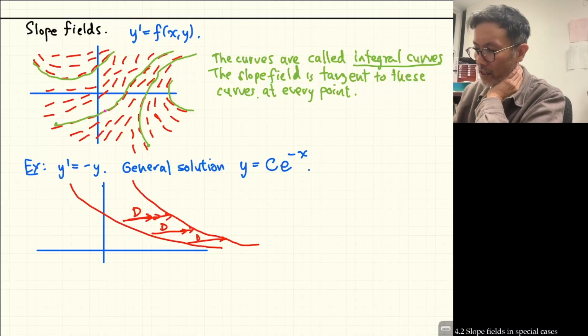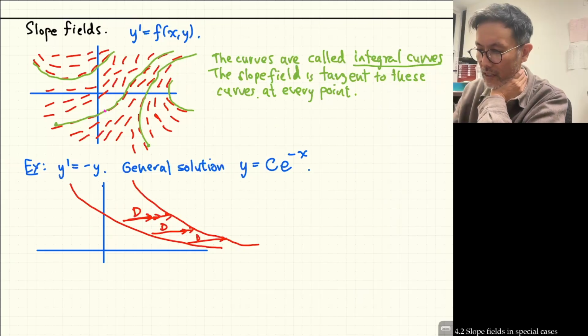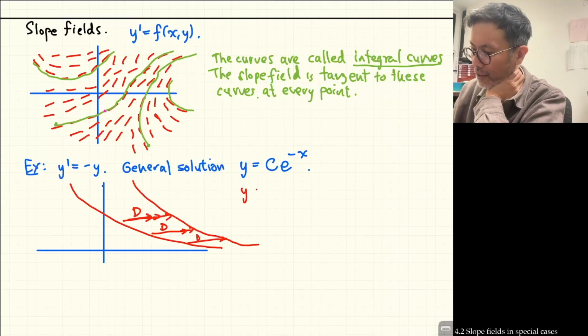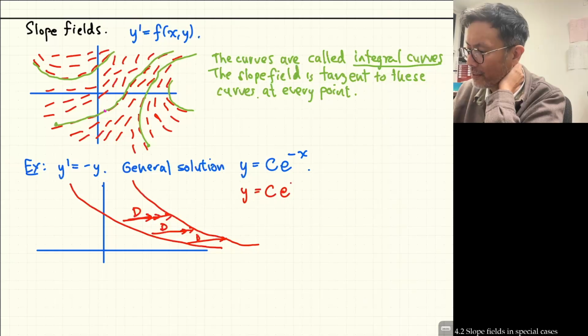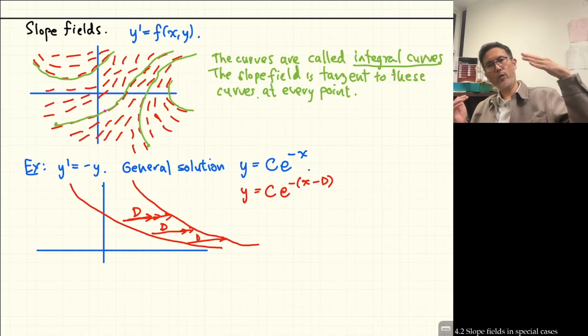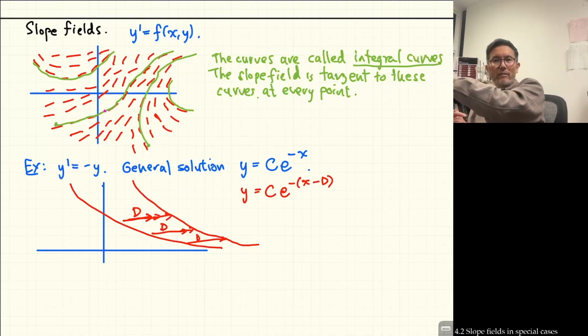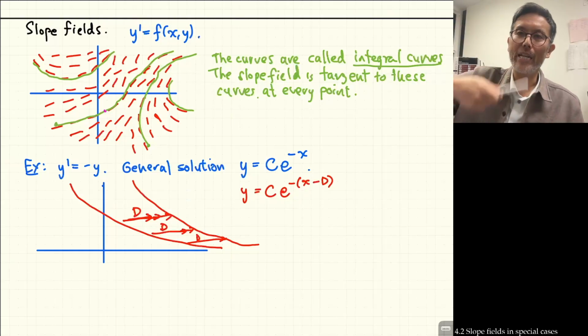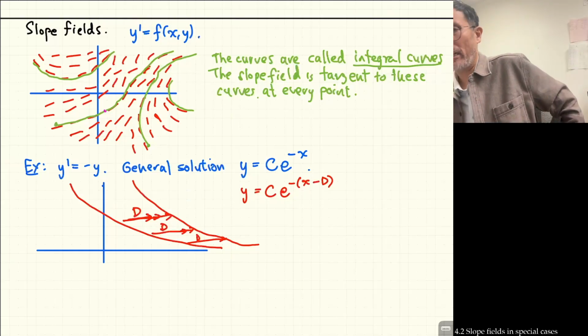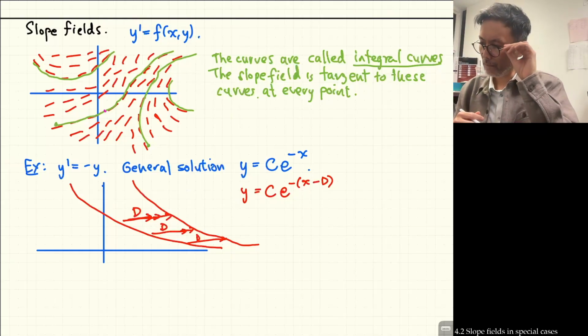On the level of equations, this red curve is going to be given by y equals c times e to the negative, and then we replace x by x minus d. Don't forget, if you want to translate d units to the right, then you replace x by x minus d. This is like pre-calculus stuff, okay?